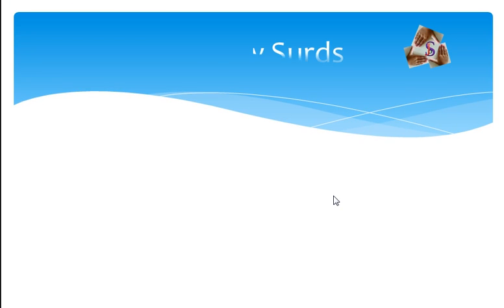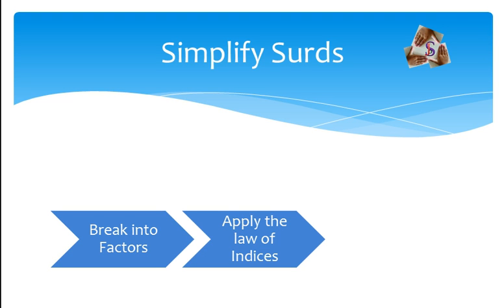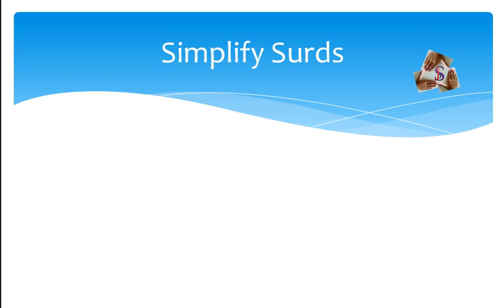In my next slide, I'll be discussing about how to reduce surds to its simplest form. Step 1, we should break it into its factors. We should make sure that we break it as a perfect square, the highest perfect square, into another factor. Why do we do it? To make our simplifications easier. Step 2, we will apply the law of indices, and step 3, we will simplify. With a few examples, I will be able to illustrate the steps clearly.